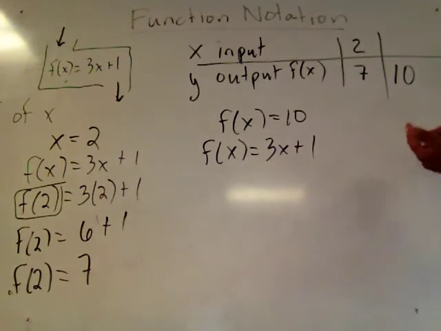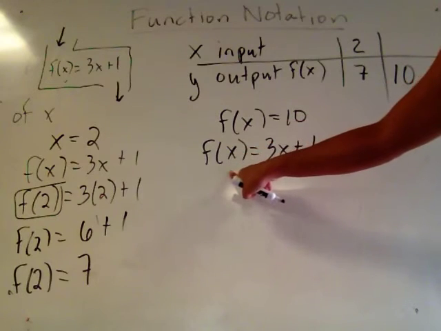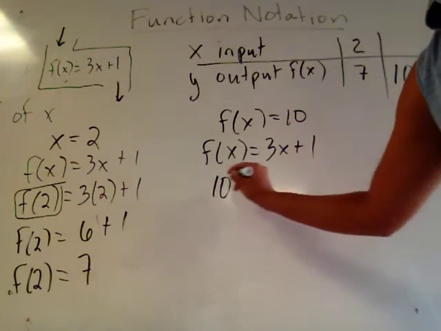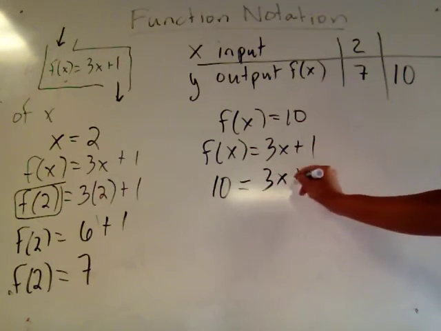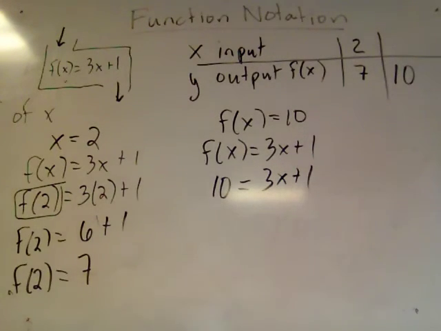Then I'm going to ask myself, what did they give me? They gave me f of x. So I'm going to replace f of x with 10. So we have 10 here equals 3x plus 1. Now I'm trying to find x, so I'm just going to solve for x.